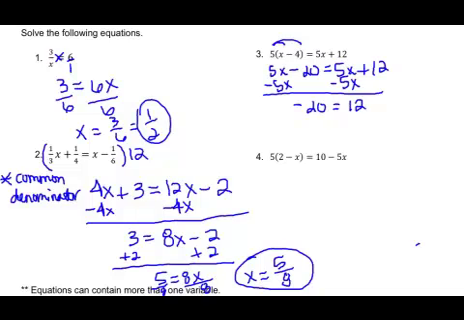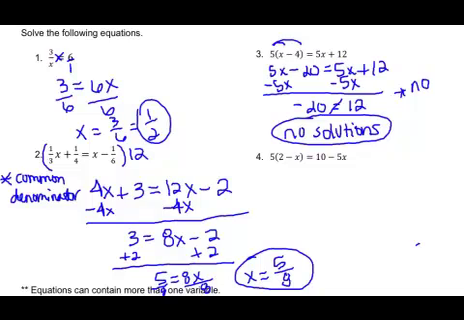So once we have subtracted 5x from both sides, we are left with negative 20 equals 12. We know that is not a true statement, so therefore it is no solutions. If we end up with a statement that is not true, that means there are no solutions. And this just tells us that there are no values that we can plug in for x to make this equation true.